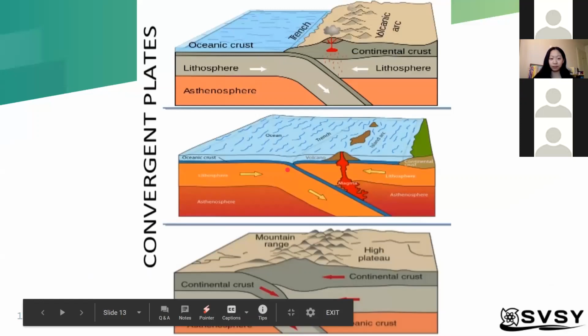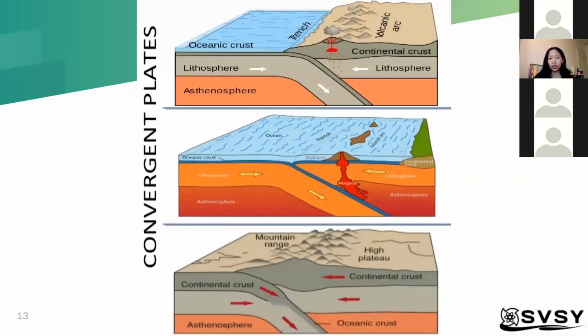Here are convergent plates in more detail. There are two types of crust: oceanic and continental. Oceanic crust is made up of basalt, which, if you recall from earlier, is the mafic extrusive rock. Continental crust is made up of granite, which is the felsic intrusive rock from earlier. And basalt is actually denser than granite. So when oceanic crust meets continental crust, it is always the oceanic crust that subducts under the continental crust because it is more dense.